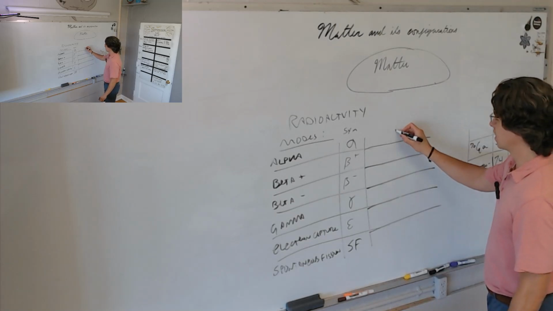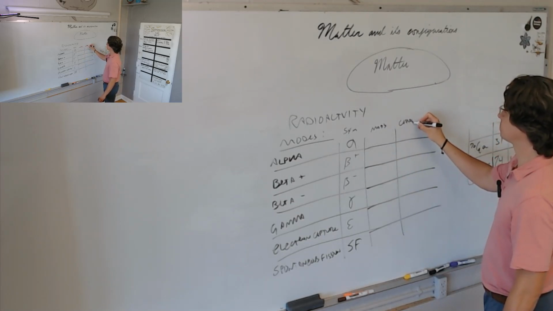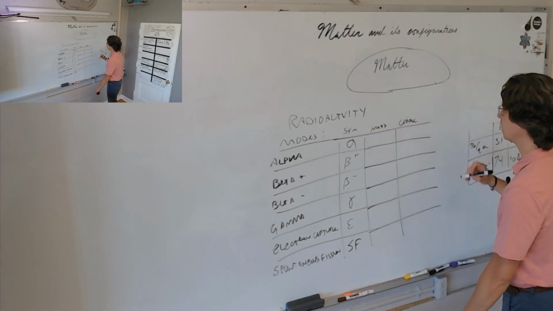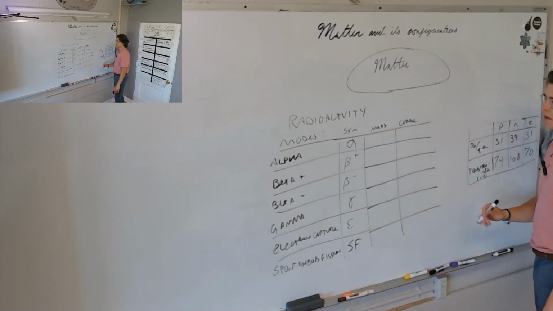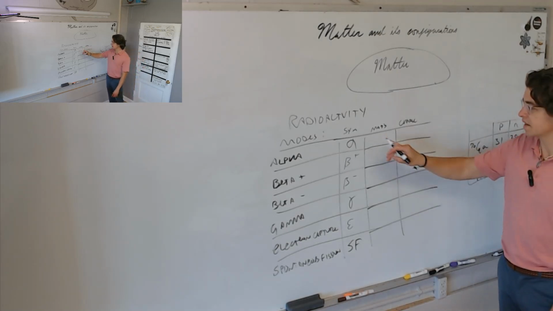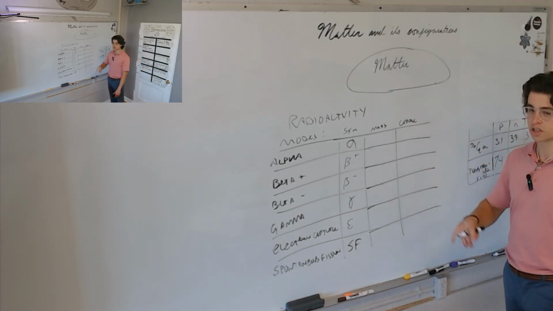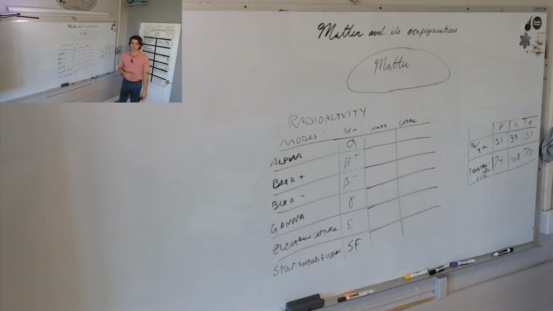For each of them, we discuss its mass and its charge. Other than electron capture and spontaneous fission, these 4 are leaving the nucleus. So in each of these cases, we're going to subtract its mass from the atomic mass of the parent isotope and subtract its charge, if it has one. We're going to change the atomic number based on that.